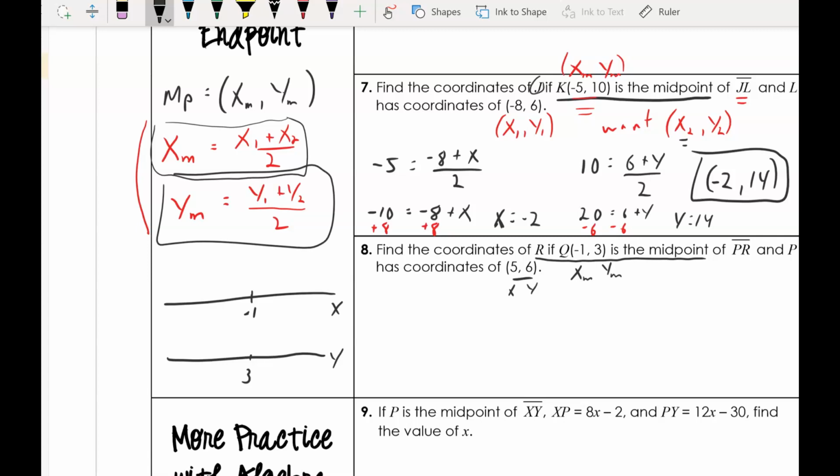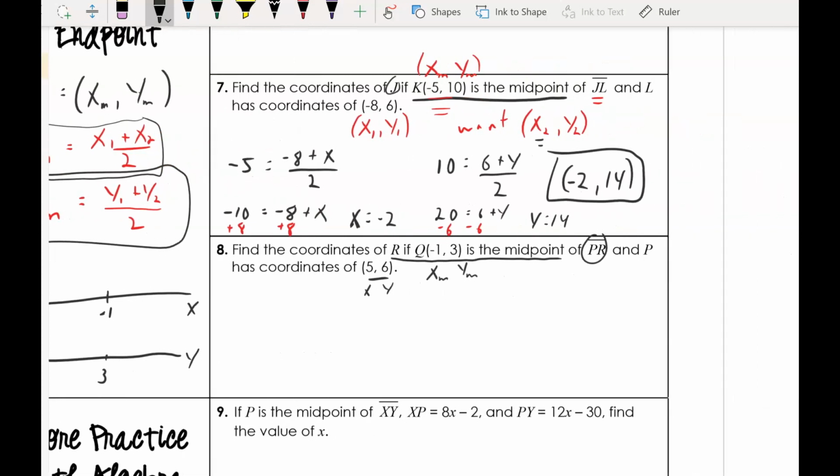So just to read it, find the coordinate of R, which is one of the endpoints of PR. And P is the other endpoint. That's why it's named PR. Segments are always named by their endpoints. Okay, so we know that 5 is the x endpoint.